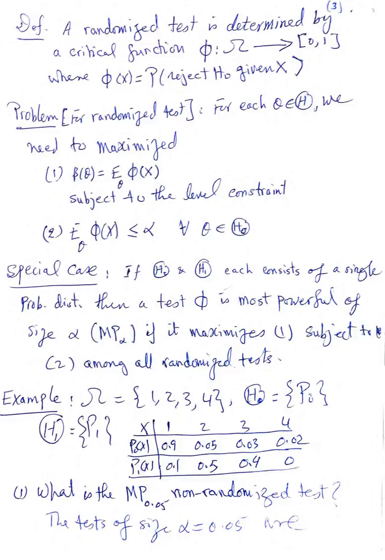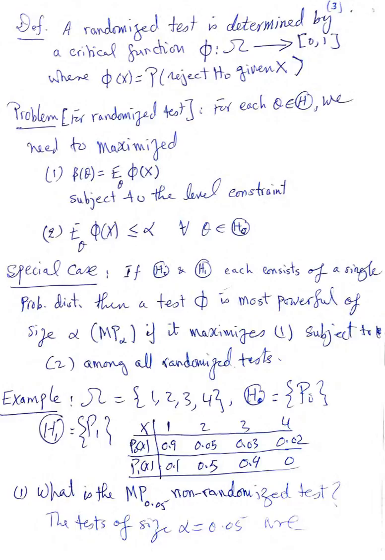Assume that the sample space is just four points, 1, 2, 3, 4, so either x equals 1, 2, 3, or 4, and you have two single probability distributions, P0 and P1. For the probability distribution of the data x, at x equal 1 under H0 we have probability 0.9, and under H1, probability of x equal 1 is 0.0. The same at 2, 3, and 4.